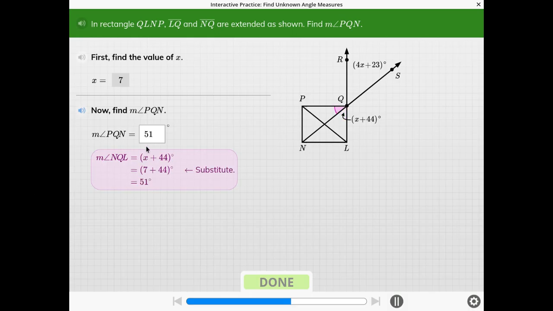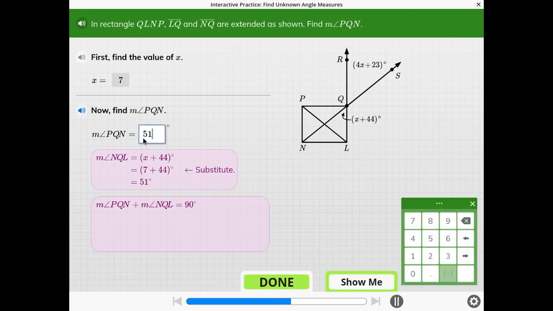What? I got the right NQL answer and it said it was wrong? Angle PQN, angles are complementary. So the sum of their measures is 90 degrees. Write an equation to solve for the measure of angle PQN. So, yeah. I literally got the right answer and it said it was wrong. It's over. It's over.